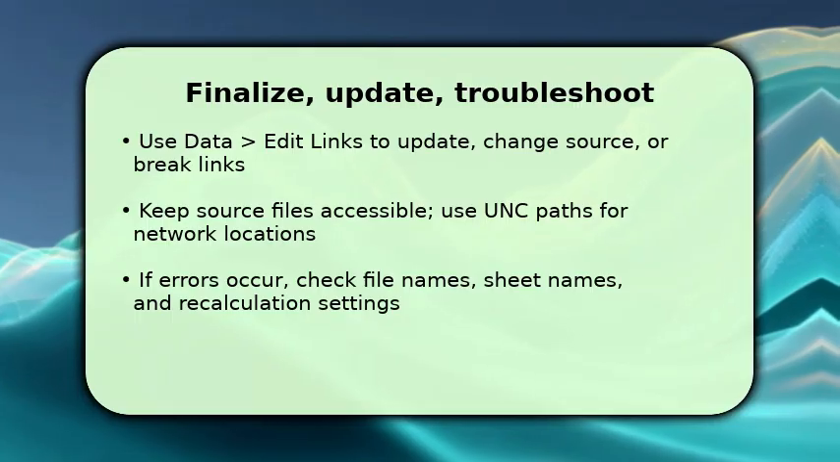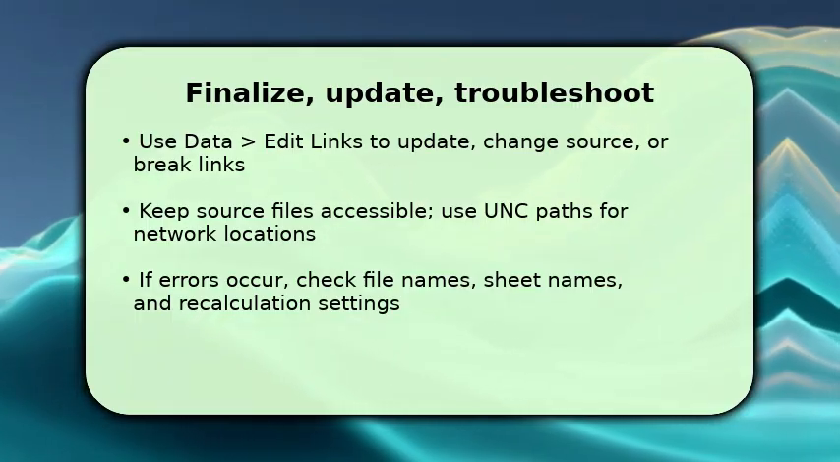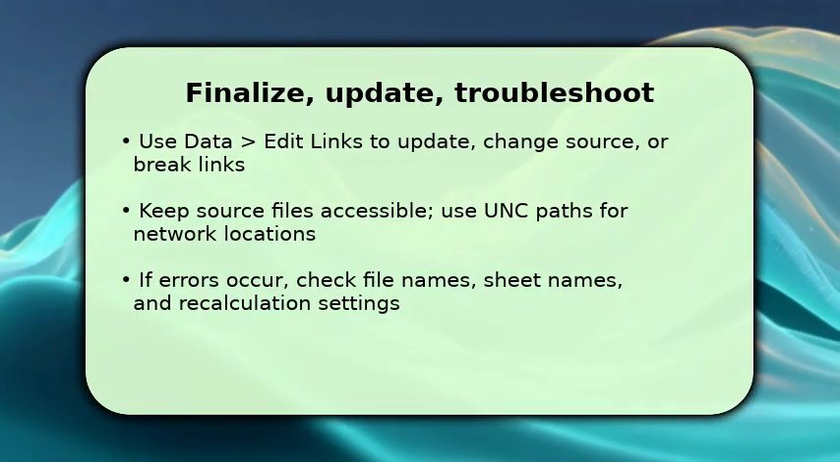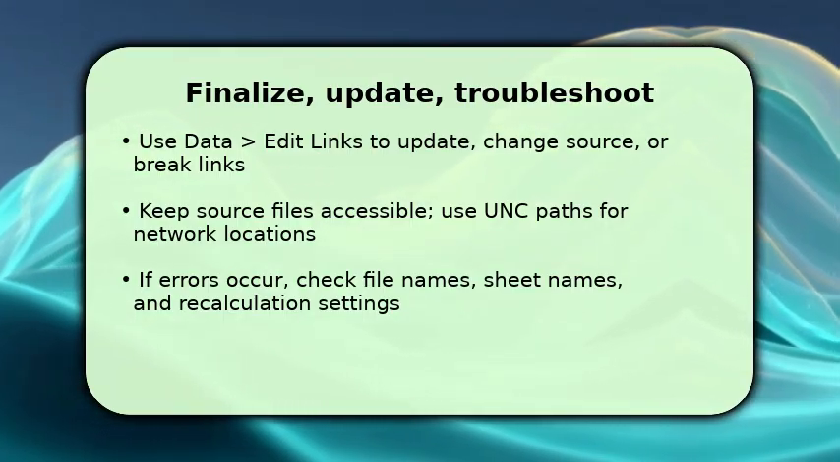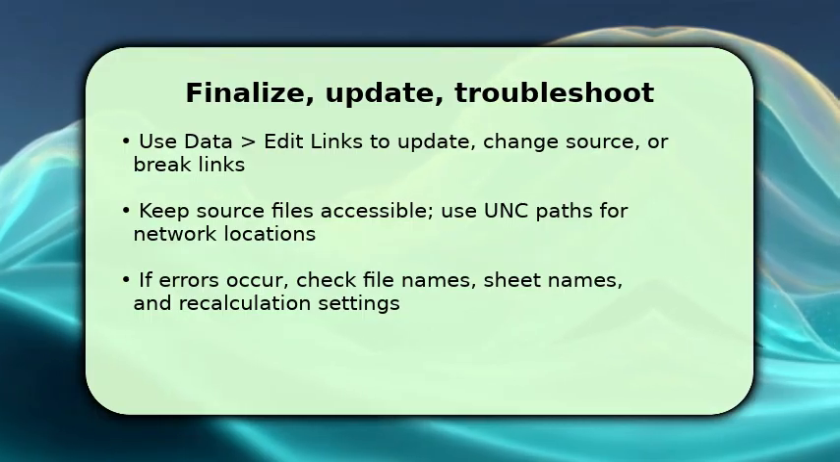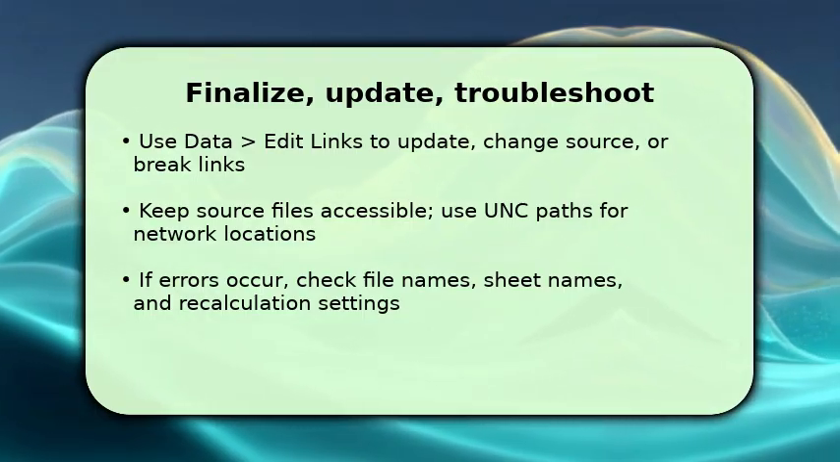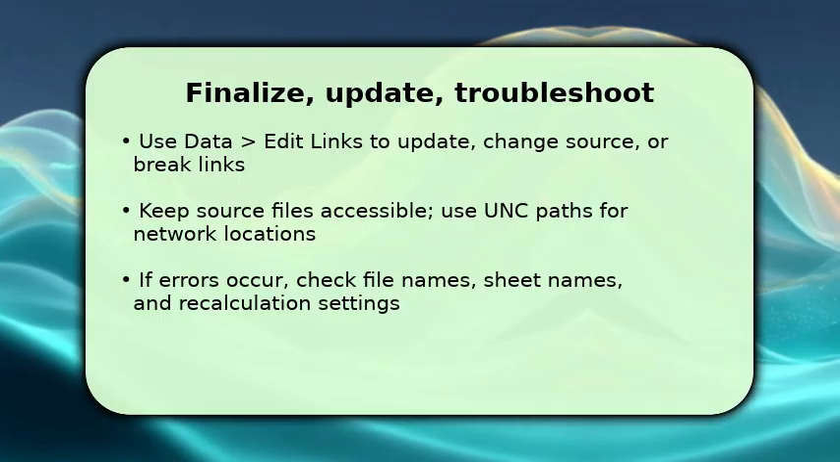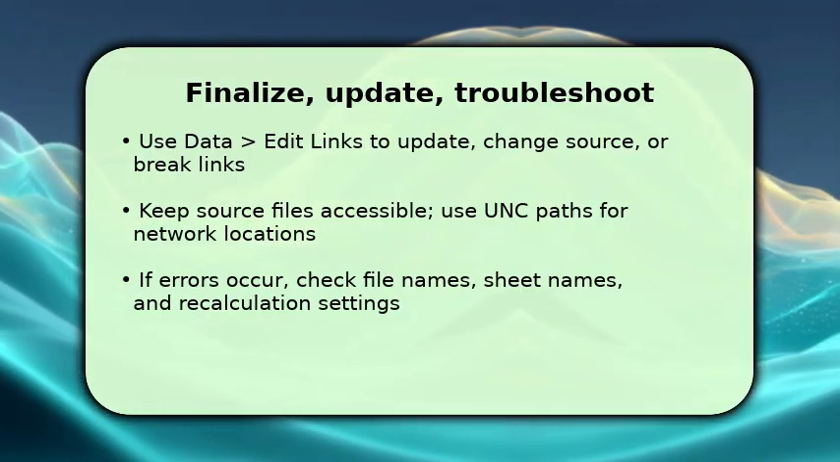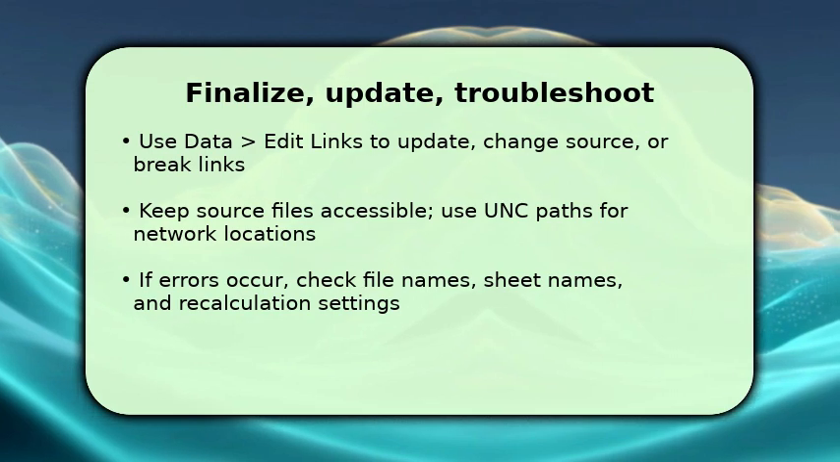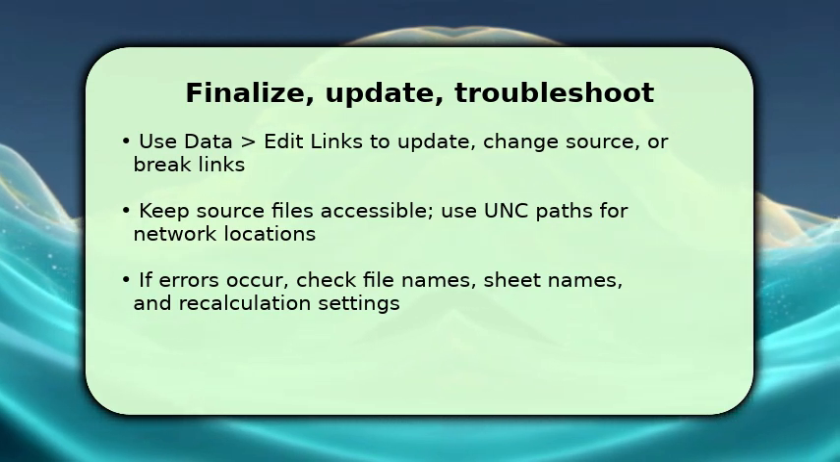Go to Data, Edit Links to manually update or change source paths, and consider breaking links to freeze values when needed. Make sure source files remain in place or use UNC paths to avoid broken links from moved files. If something fails, check that file names, sheet names, and named ranges match exactly, and verify calculation mode is automatic. One small typo is often the cause of a broken link.